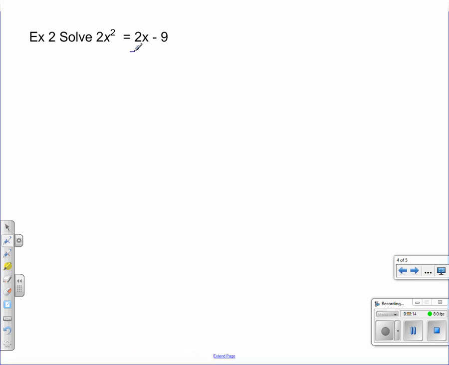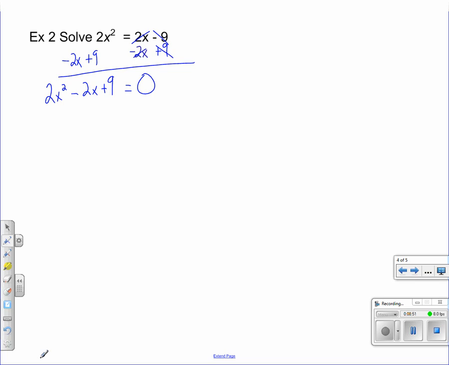So to move these over, we're going to subtract 2x from both sides. And then since this is a -9, we're going to need to add it. So these go bye-bye, those go bye-bye, and we're left with 0 on the right, which is what we want because that's part of standard form of a quadratic equation. 0 on one side, and then our exponents are going to get smaller and smaller as we go from left to right. Now we want to solve this.